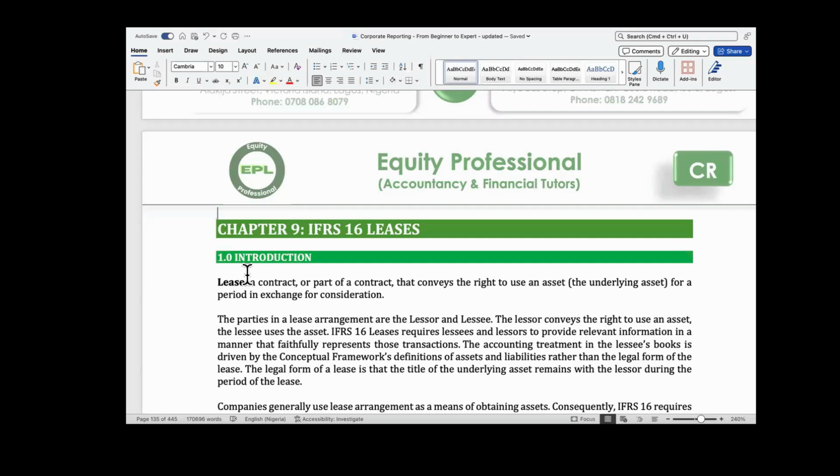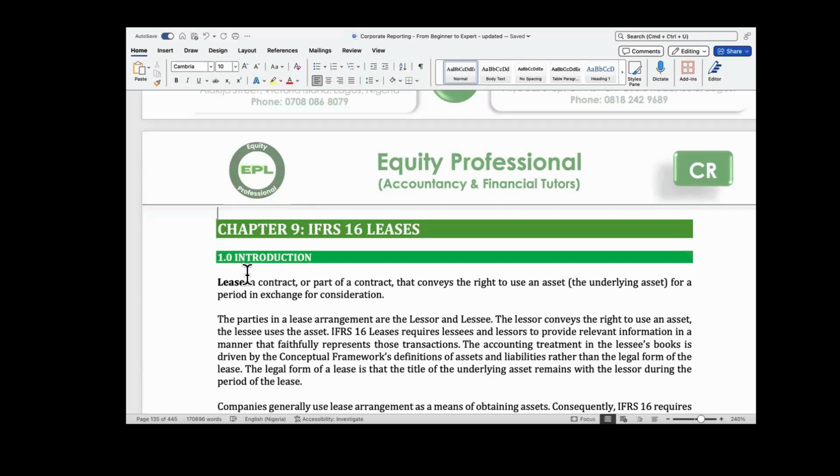While at the end of the year, this lease liability will be reduced with the rent that the lessee is paying. You use that to reduce the lease liability. In addition to that, you would also unwind the discount. You would unwind the discount through finance costs. We're going to add finance costs to the lease liability.